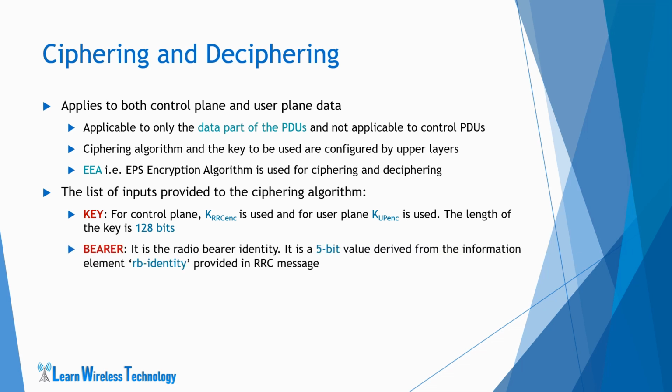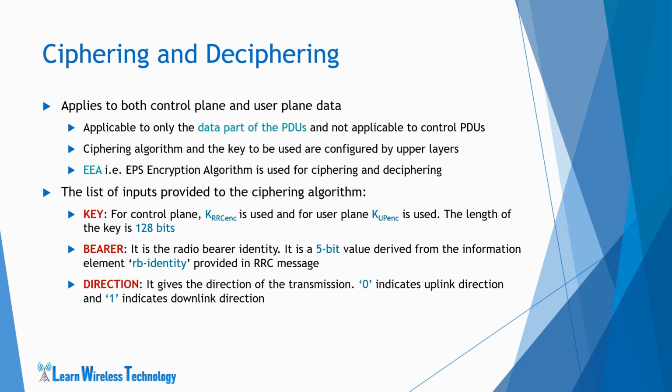Bearer. It is the radio bearer identity. It is a 5 bits value derived from the value corresponding to information element RB identity, which is provided by the RRC layer. Direction. It gives the direction of the transmission. 0 indicates uplink direction and 1 indicates downlink direction. It is a 1-bit value.